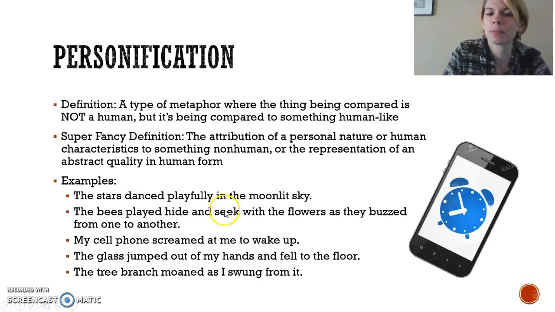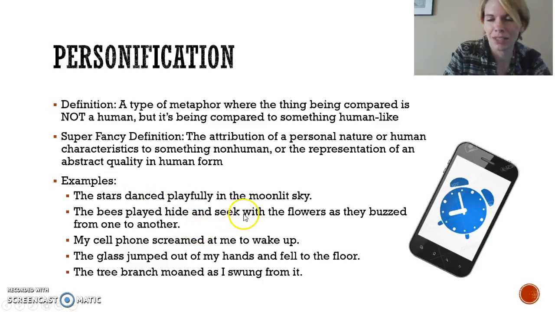The stars danced playfully in the moonlit sky. So the stars are dancing playfully. I mean, obviously that's something that people do, dancing playfully, but you can imagine what the author is trying to say about the stars by using that phrase. The bees played hide and seek with the flowers as they buzzed from one to another.